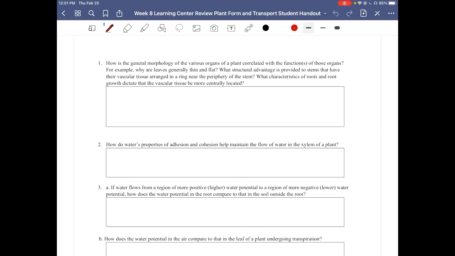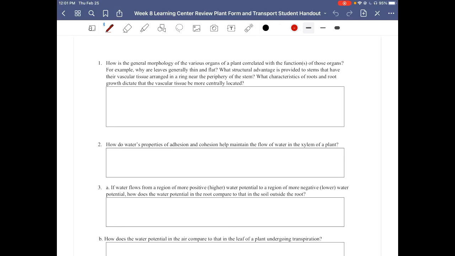So the first question is asking, how is the general morphology of various organs of plants correlated with functions of those organs? So in biology, there's been this trend about how structure matches function. So we're going to be looking at the same thing in plants. So let's discuss some structures of the plants and how it actually helps their functions.